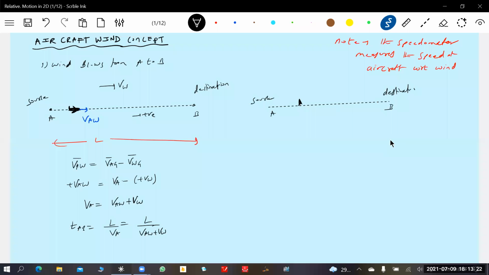Sir, what is L in this formula, sir? Length. How do you not say source to destination? Okay, sir. The distance from source to destination.